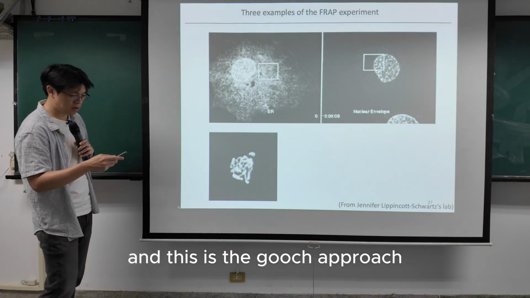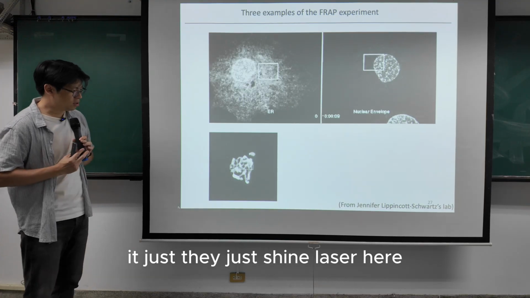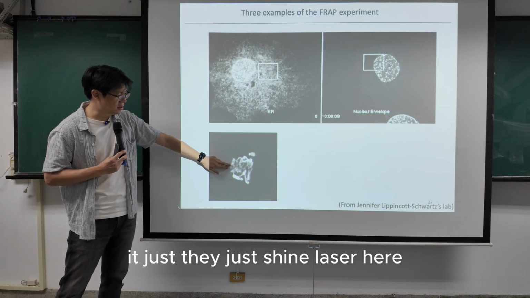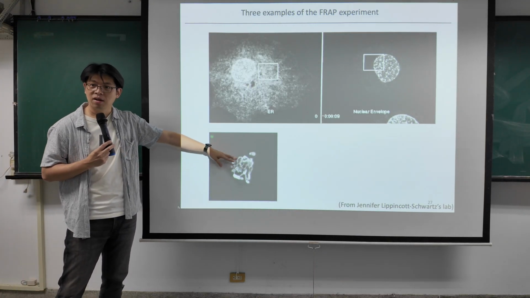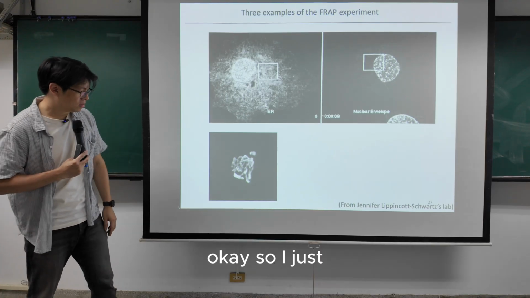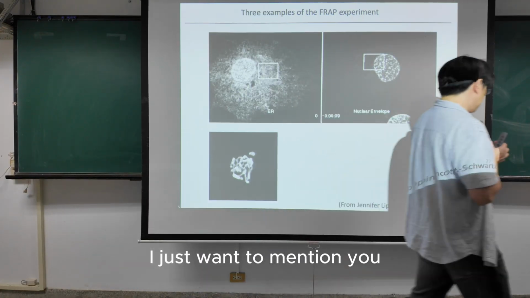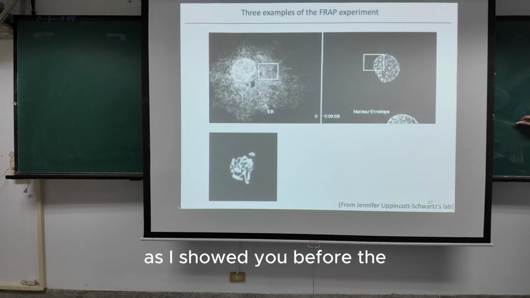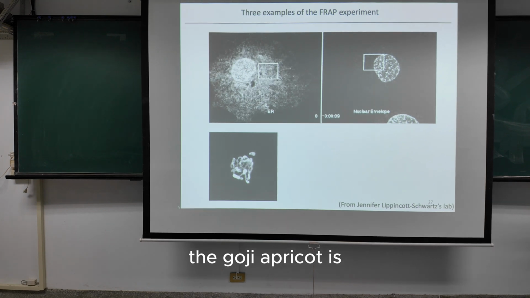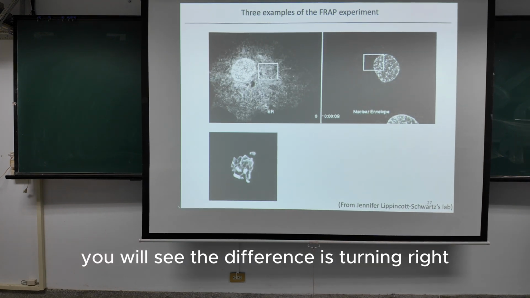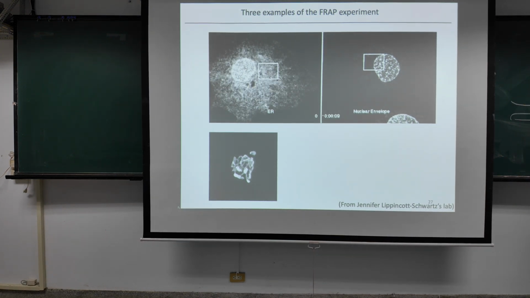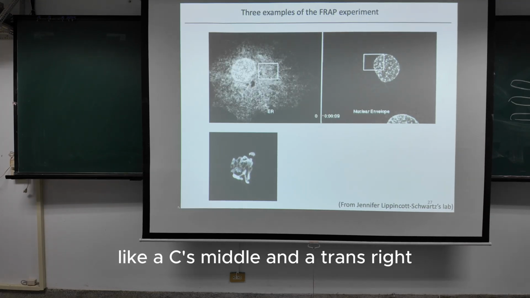You can consider most of them could be static. Okay, and this is the Golgi apparatus. They shine the laser here. You will see they recover back. Okay, so I just want to mention, as I showed you before, in the Golgi apparatus you will see the different cisternae, right? Like a cis, middle, and a trans, right?